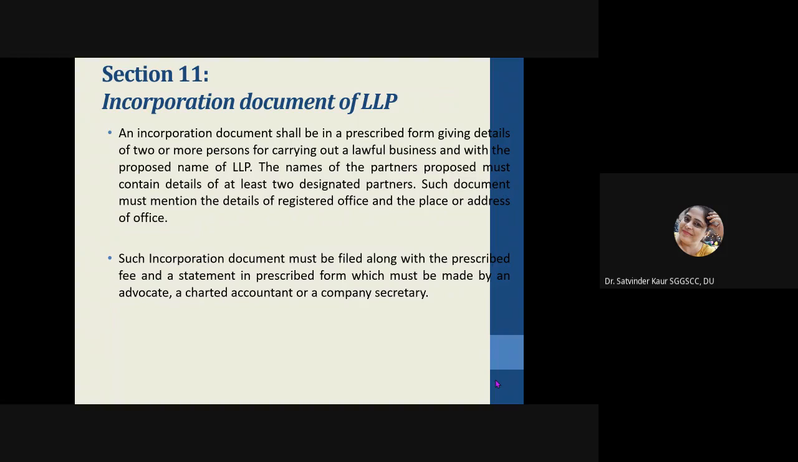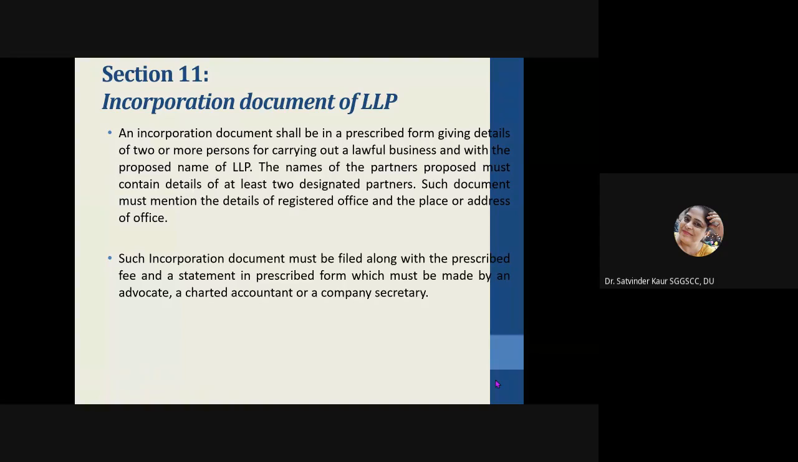Objective of business, partners' details, two designated partners' details and other attachments are required. A detailed LLP agreement may not be attached. In that case, Schedule 1 rules will apply, along with the prescribed fee, when it is submitted to the Registrar of Companies where the registered office of the LLP is to be situated.